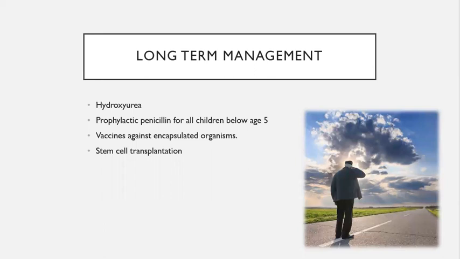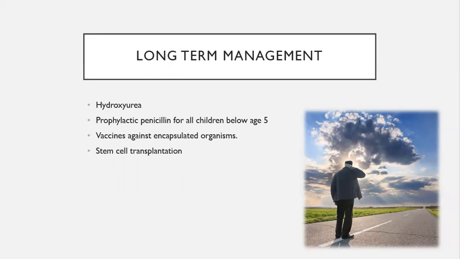Now that we've done emergencies, we want to look at long-term management of patients with sickle cell disease. So agents like hydroxyurea, so these work by causing a shift in genetic expression, this increased production of fetal hemoglobin, which doesn't have that bothersome beta globin chain. Prophylactic penicillin for all children below the age of 5.